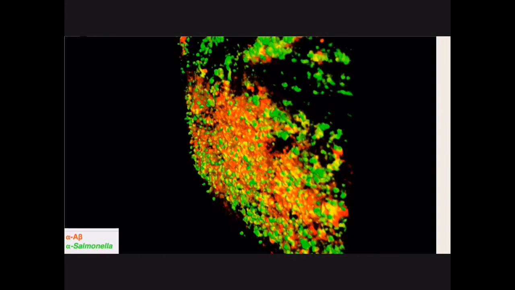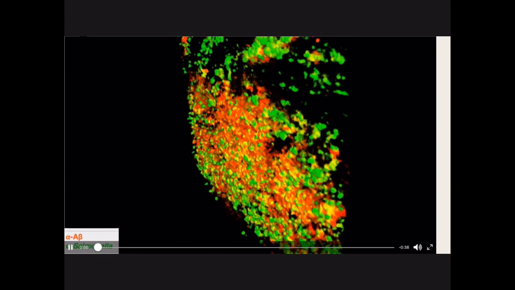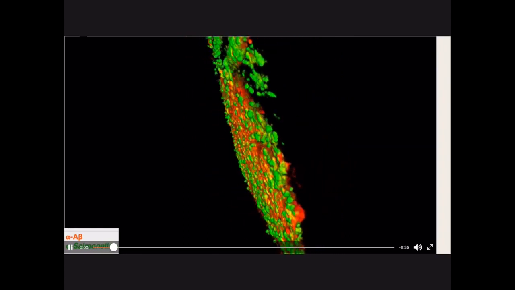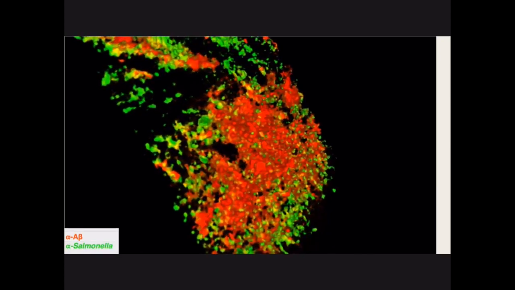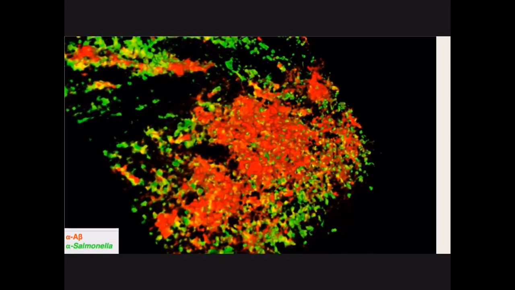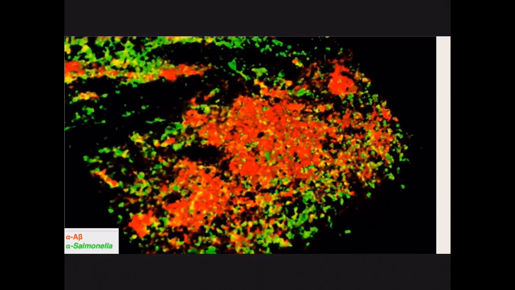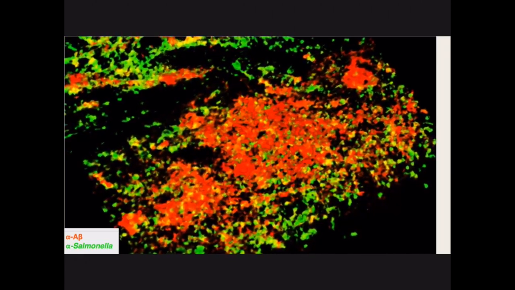The next slide shows you a video that shows you in a rotating way the direct relationship of the amyloid beta and the salmonella and how they are totally superimposed.